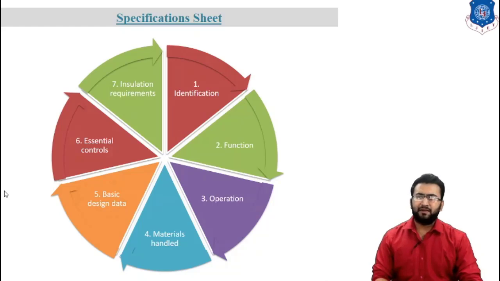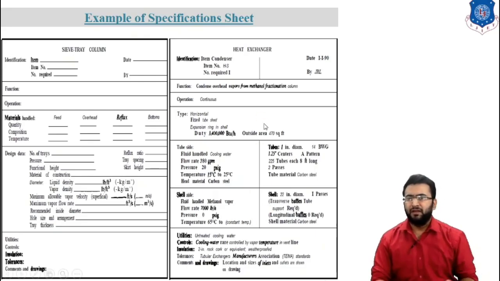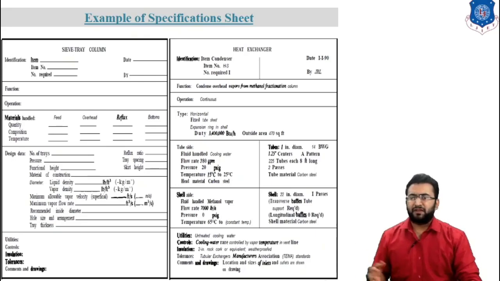Now let's take an example of a specification sheet. These both are examples of specification sheets. This is a specification sheet for a distillation column, whereas this is a specification sheet for a heat exchanger. This sheet applies to the normal type of equipment encountered by the chemical engineer. So this is all about the specification sheet.